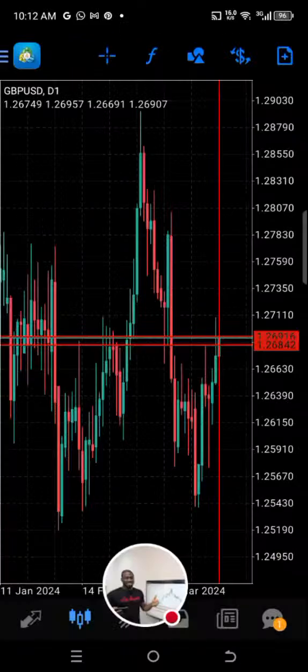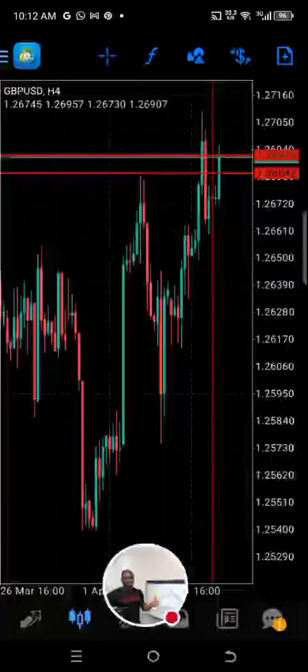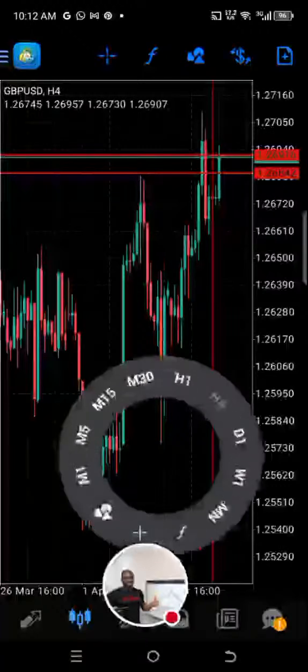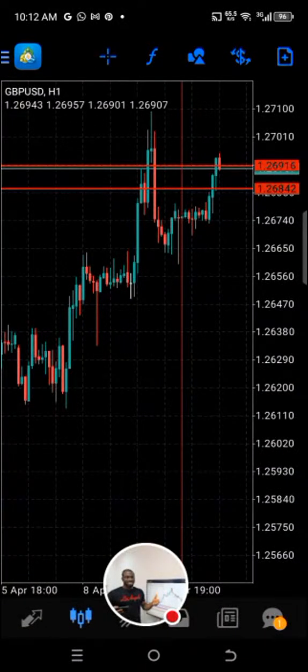Let's see 1 hour. Don't know why 1 hour and 4 hours is not responding. Okay, so on 4 hour, let's go to 1 hour. So you can see the fair value gap on 1 hour. Can you see it? And that gap has been filled.